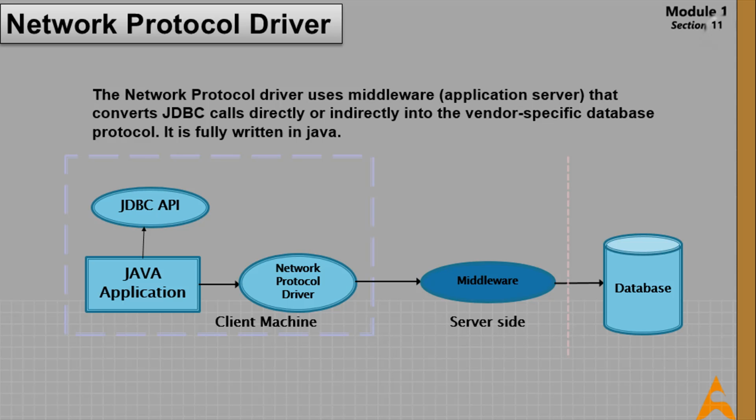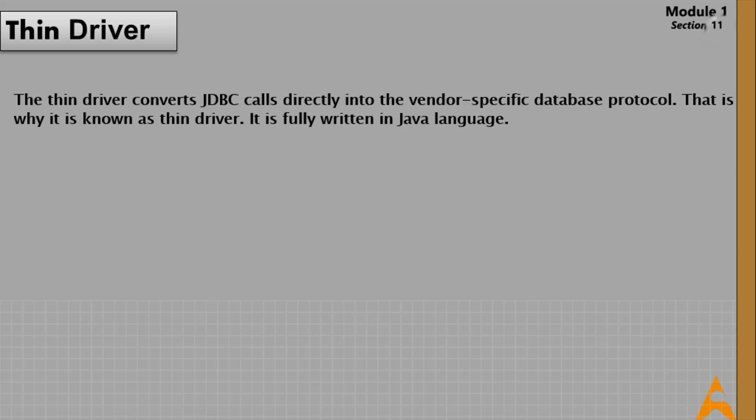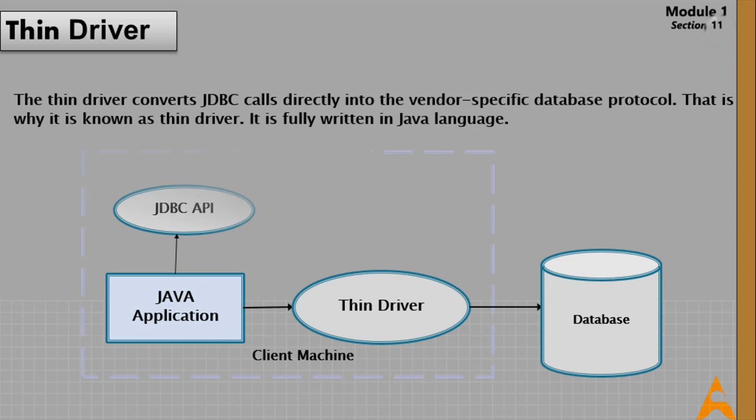Thin Driver. The Thin Driver converts JDBC calls directly into the vendor-specific database protocol. That is why it is known as Thin Driver. It is fully written in Java language. See the diagram. Advantage: better performance than all other drivers. No software is required at client side or server side. Disadvantage: drivers depends on the database.